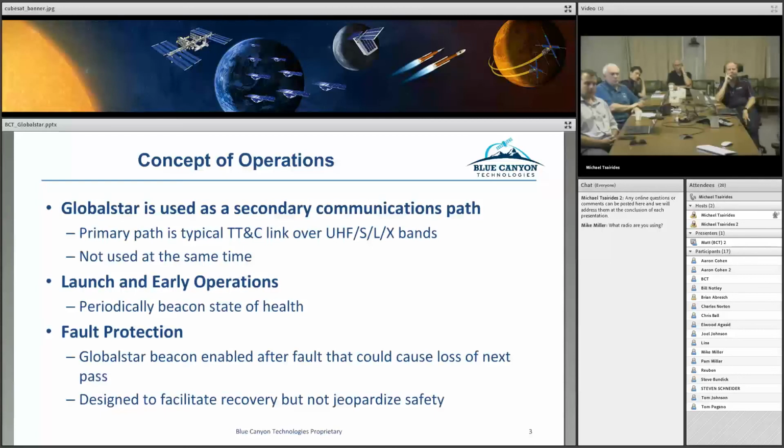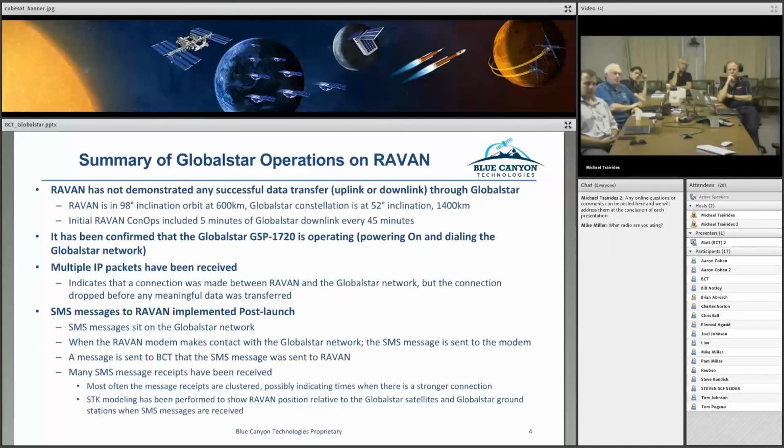Part of that design, though, is putting in some thought to make sure that whatever we do to facilitate recovery in that respect is also not jeopardizing the safety of the spacecraft.